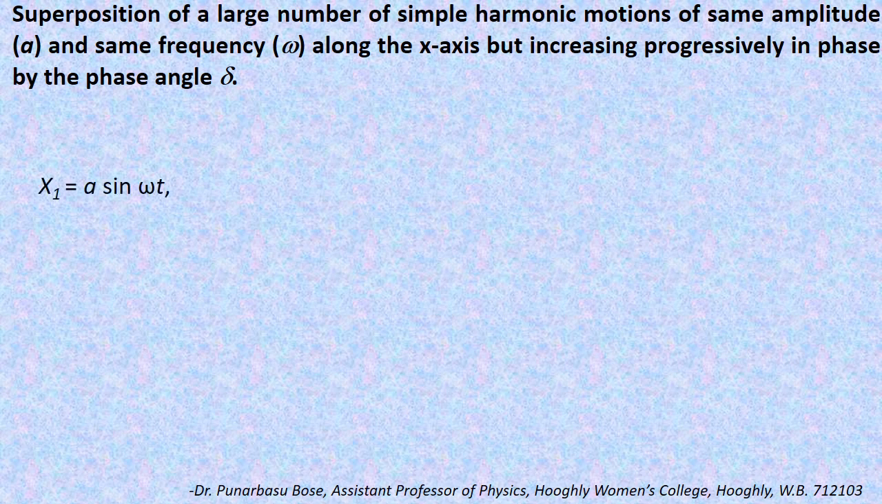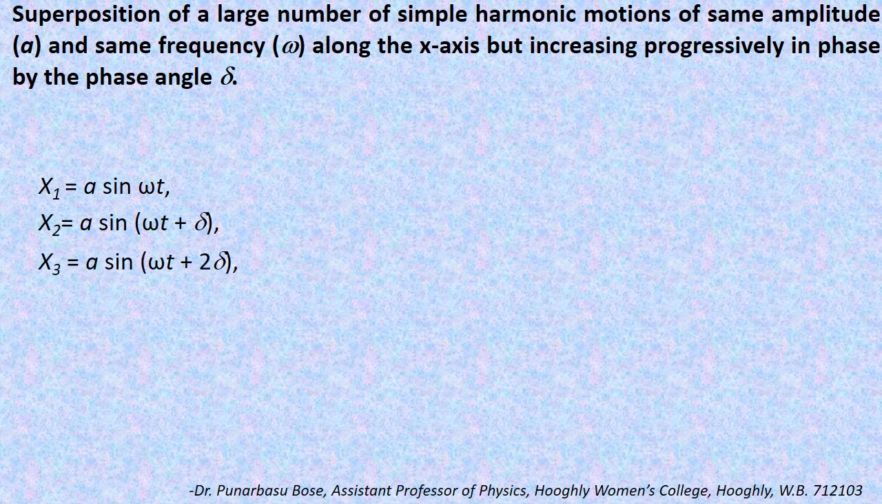To start with, let us consider the first oscillation to be x1 equals a sine omega t, and the second one is x2 equals a sine omega t plus delta. Here the amplitude of both oscillations remains the same, the frequency remains the same, but the phase angle increases by delta.